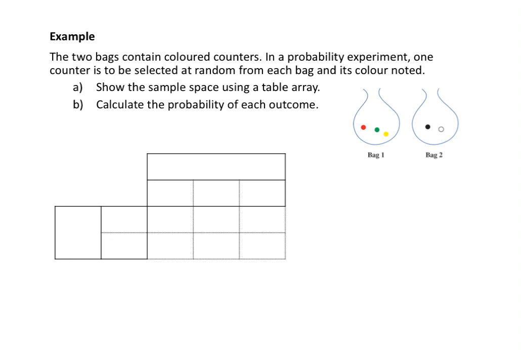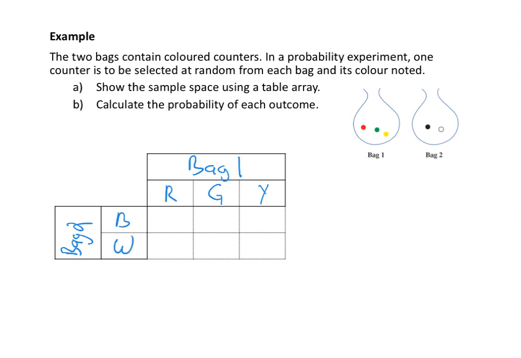When we do a table array for two-step chance calculations, we'll have each step recorded either along the top or down the side. So along the top, we'll do bag 1, and along the side, we'll do bag 2. And then in each option, we will write down what we could draw out of bag 1 and bag 2. Out of bag 1, we could draw a red, a green, or a yellow. And in bag 2, we could draw a black and a white.